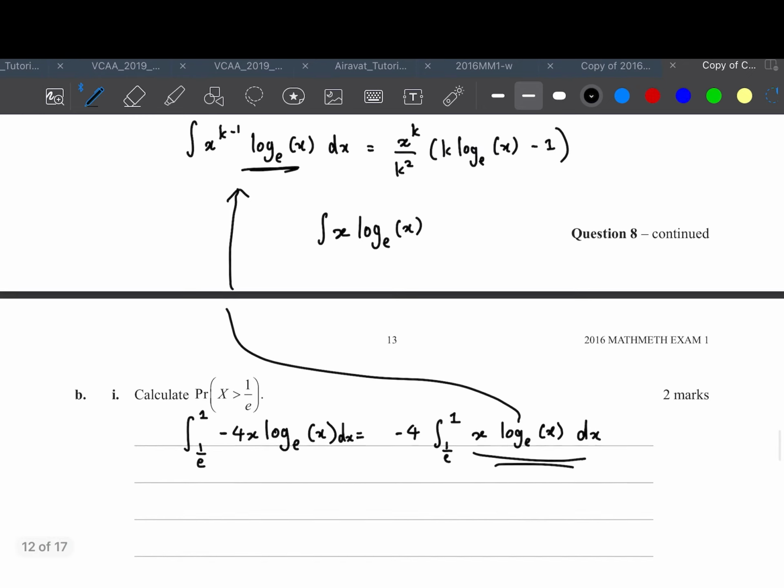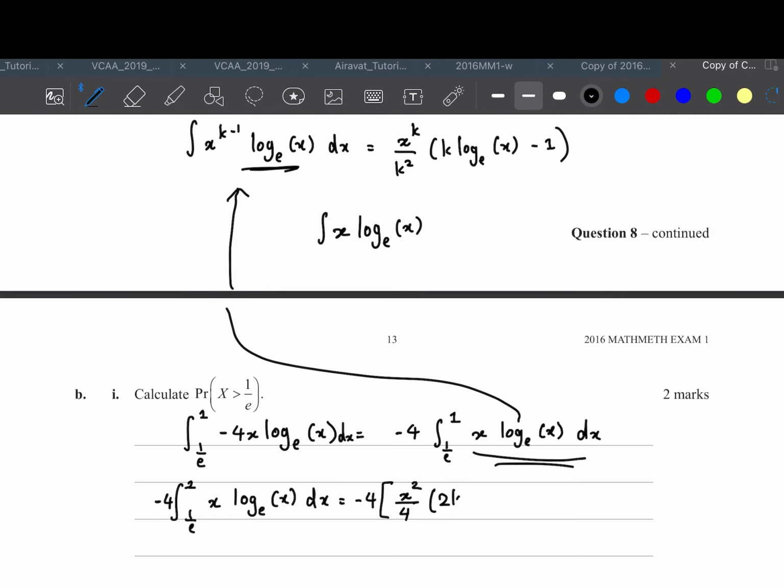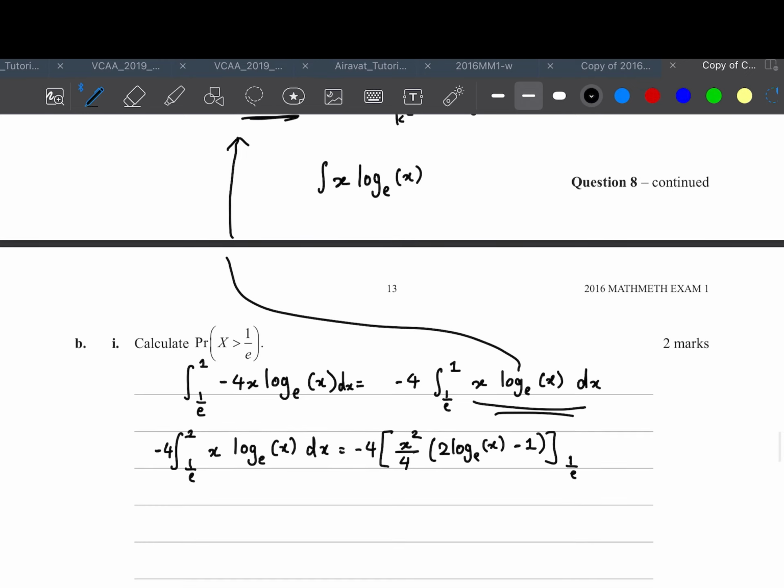So now it's going to be pretty easy, so we can just say that negative 4 integral from 1 on e to 1 of x log base e of x dx is just going to equal negative 4 times x to the power of 2, because we took k as 2 to get x log base e of x, so our k value is just going to be 2, over 2 squared, which is 4, times 2 log base e of x minus 1, and of course we do not forget our terminals, so 1 on e and 1.